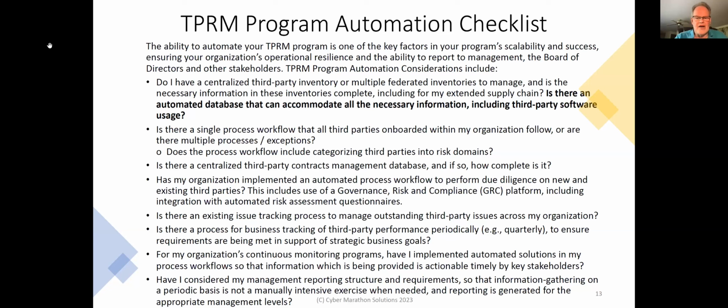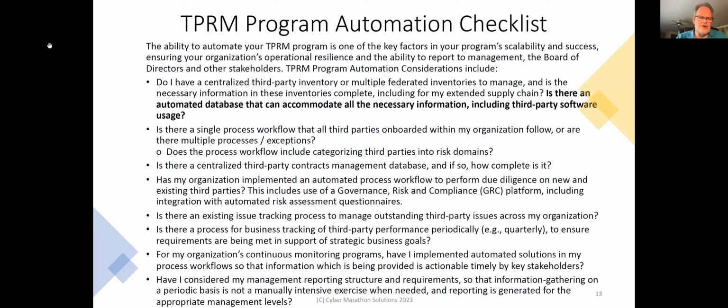Do you have a standard third-party contracts database? Many organizations that are older and have been around for years may not even have the original contracts, or they may be in a file drawer in a warehouse somewhere. Has my organization implemented automated process workflow to perform due diligence? The days of mailing questionnaires as Excel spreadsheet attachments out to your third parties, we've moved way on from that. Consider automating using one of the GRC tools that are now available.